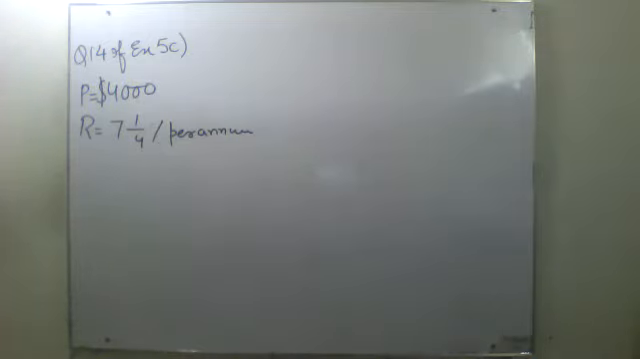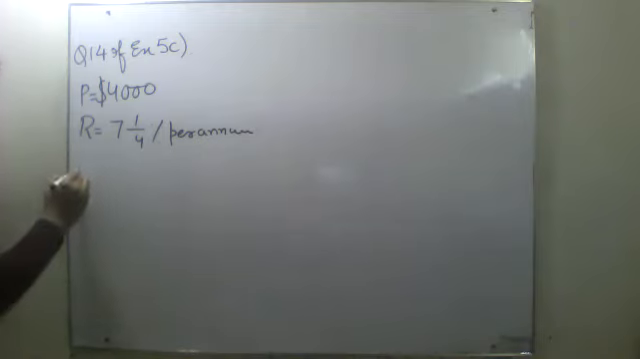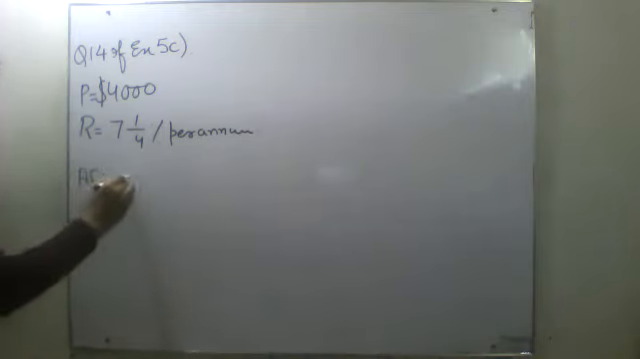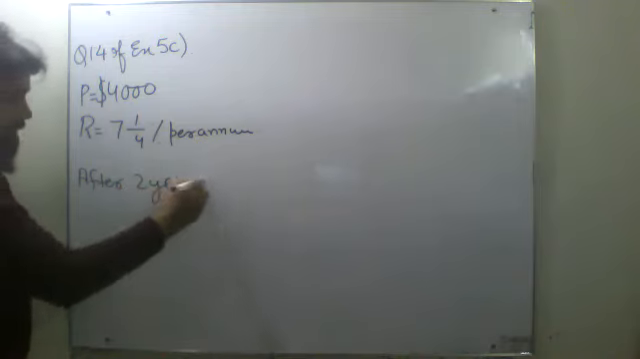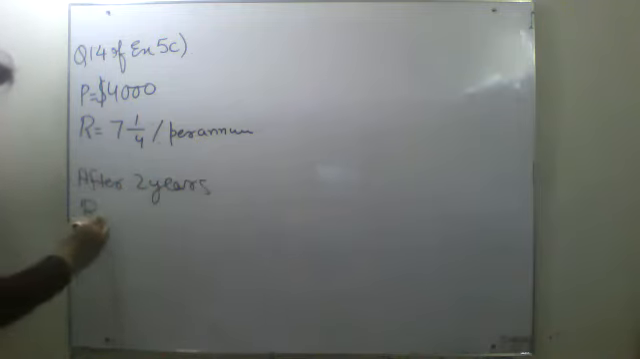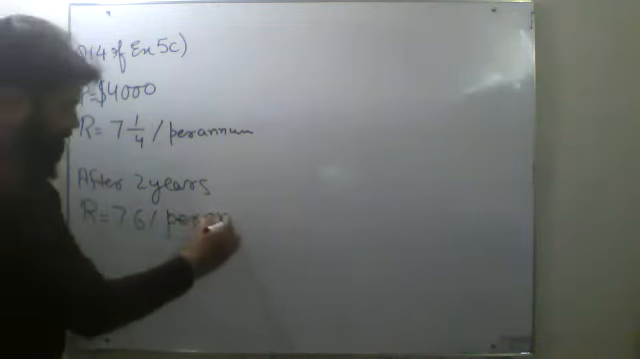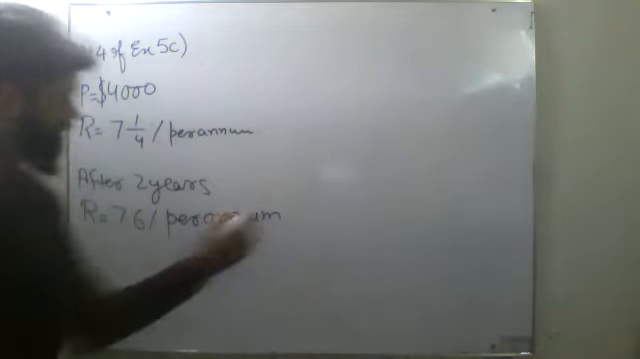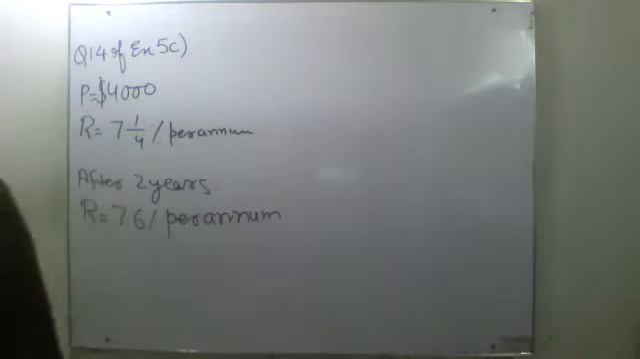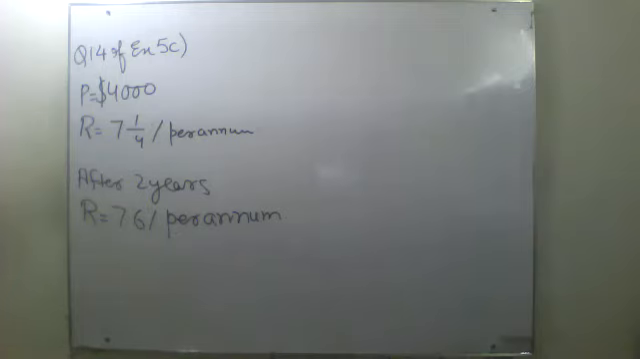After 2 years, the rate was increased. After 2 years, the rate has increased to 7.6% per annum. Okay. Now what they are asking for: find the amount she had at the end of 7 years. Okay. At the end of 7 years, how much amount is she going to have? We have to find amount over here.